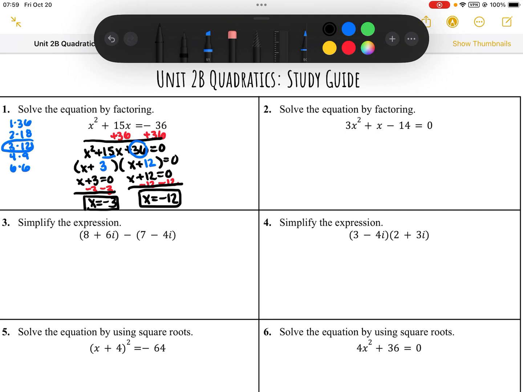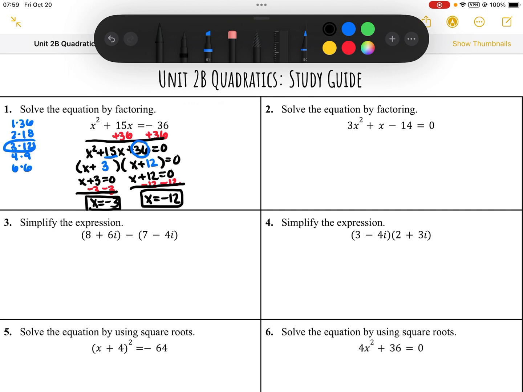For number 2, I have 3x squared plus x minus 14 equals 0. Everything is already on one side of this equation, so I'm going to go ahead and factor that left-hand side. So I need to look at factors of 3, factors of 14, then my outer plus inner needs to equal 1. Now my c term is negative, so that means my factors of 14, 1 needs to be positive and 1 needs to be negative. So factors of 3, you could have 1 times 3, that's your only option.